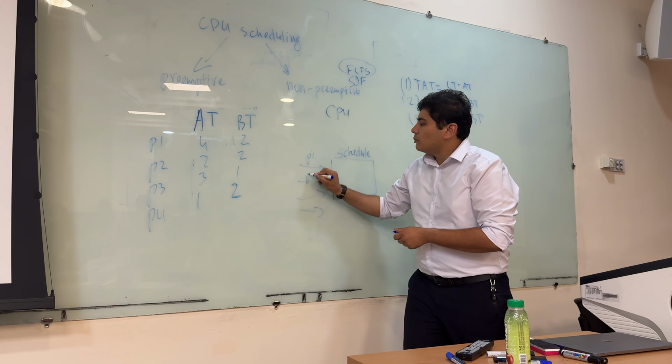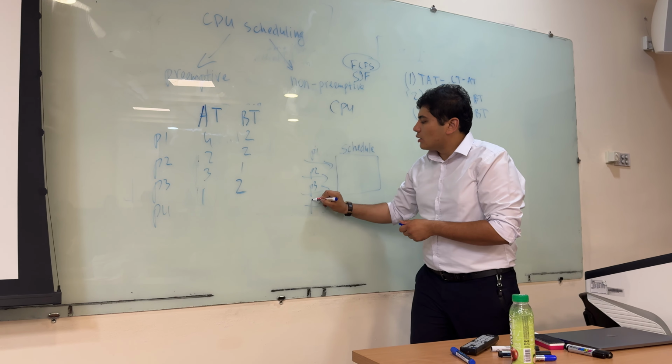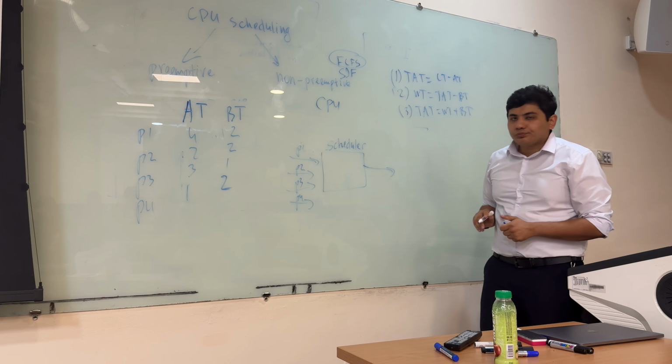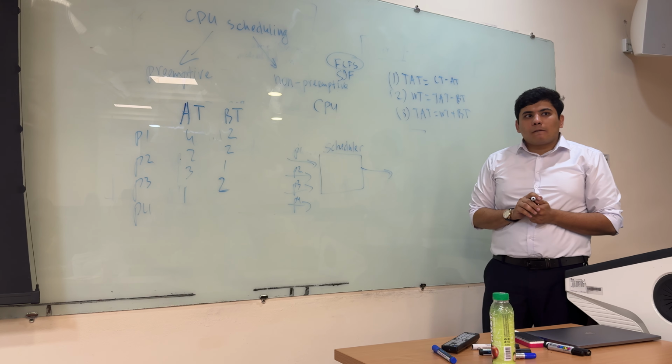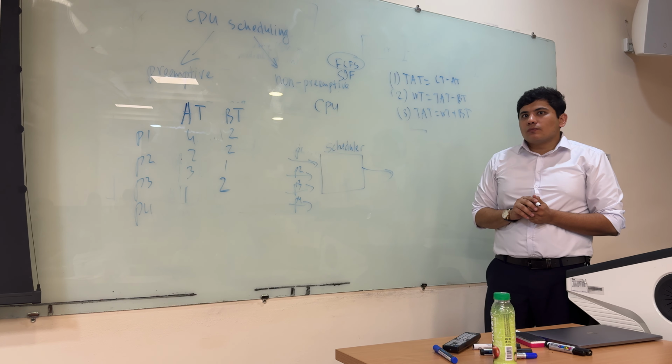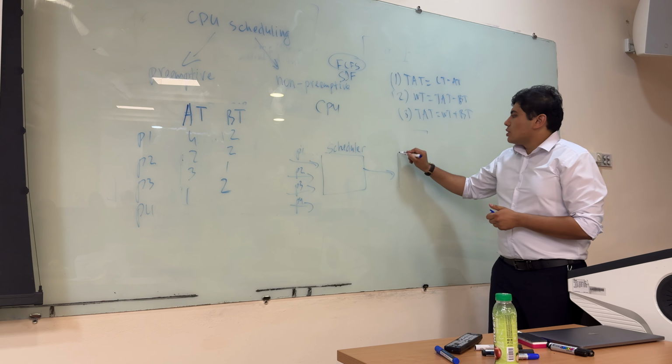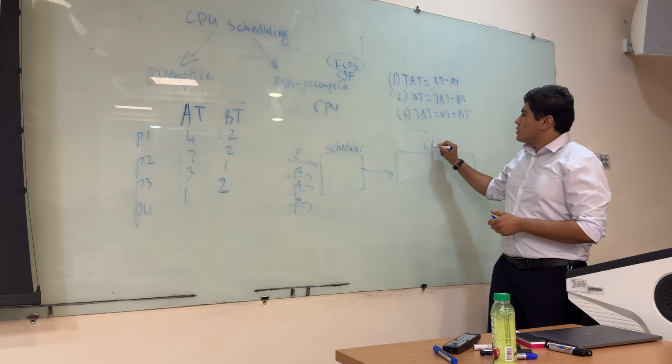P number 1, P2, P3, and then P4. So what is the job of the scheduler? What is the job of the scheduler? To schedule a CPU. Okay. So this is your, let's say, CPU. So that's, let's say, your CPU.